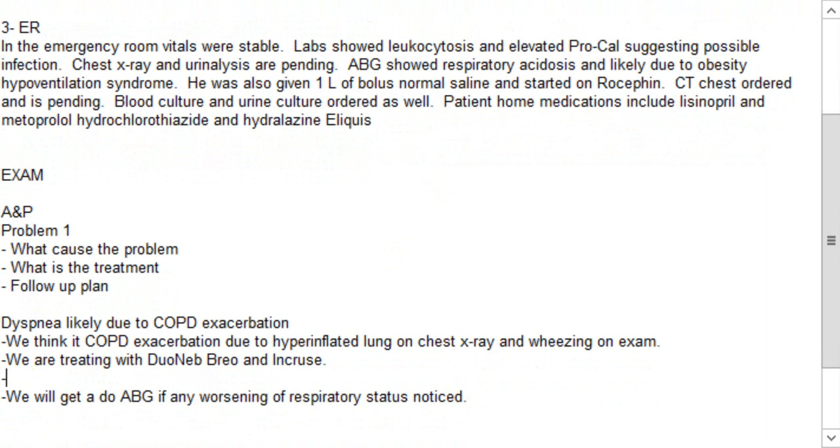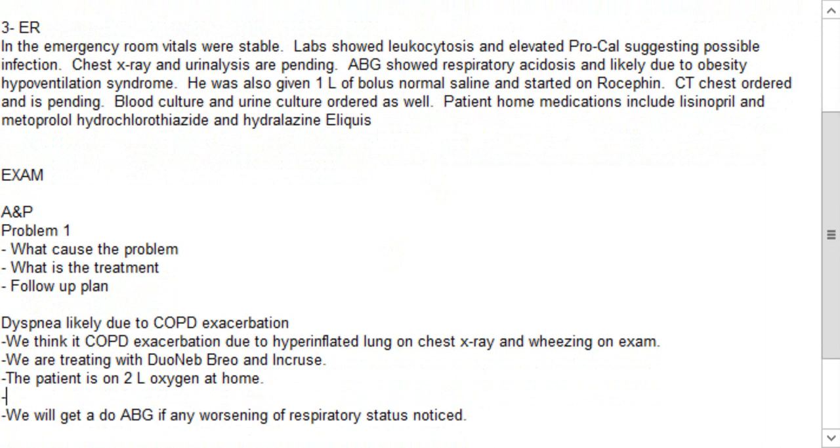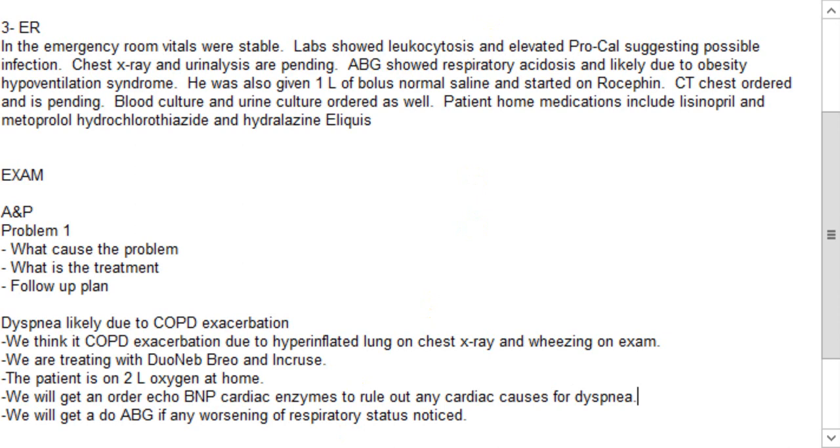The patient is on 2-liter oxygen at home. Next line: we're going to order echo, BNP, and cardiac enzymes to rule out any cardiac causes for dyspnea. So this is kind of the things that you're looking for, if the patient only presented with chest pain.